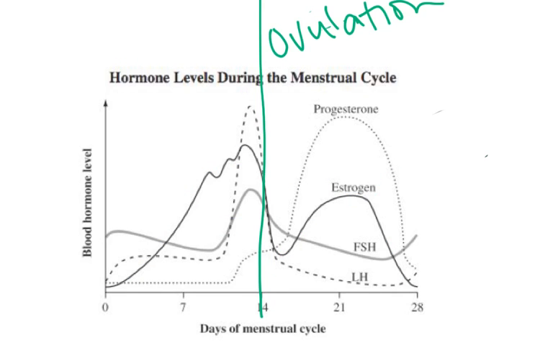Okay, our last hormone that we have to talk about would be our progesterone. Now, when we look at the path of progesterone, it remains fairly low until after ovulation.